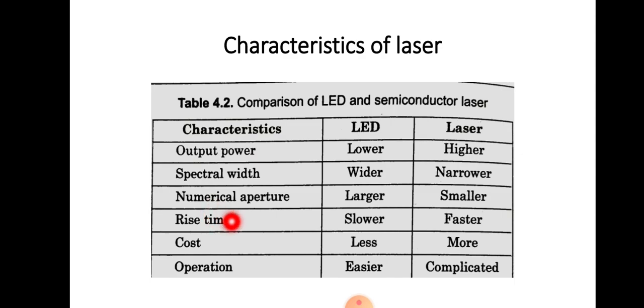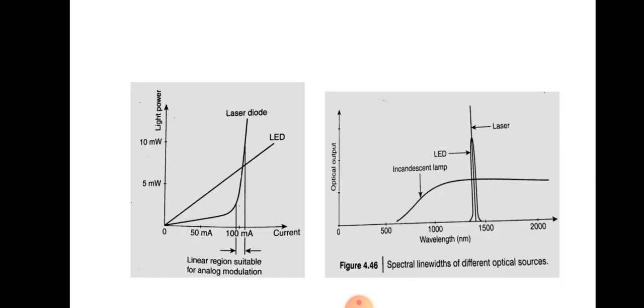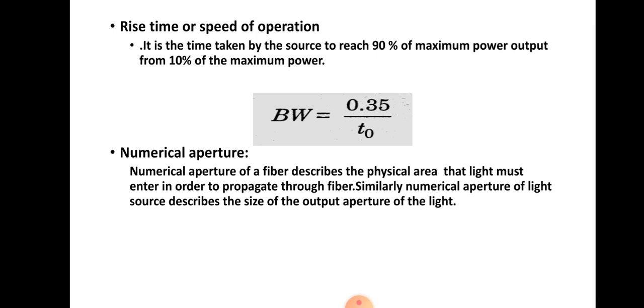And next is the rise time. In the case of LED, the rise time is slower compared to that of the laser. By using the laser source, we can achieve a faster rise time. This rise time represents the time between the particular on and off sections of the source. We can define it as the time taken by the source to reach 90% of the maximum power output from 10% of its maximum power output.